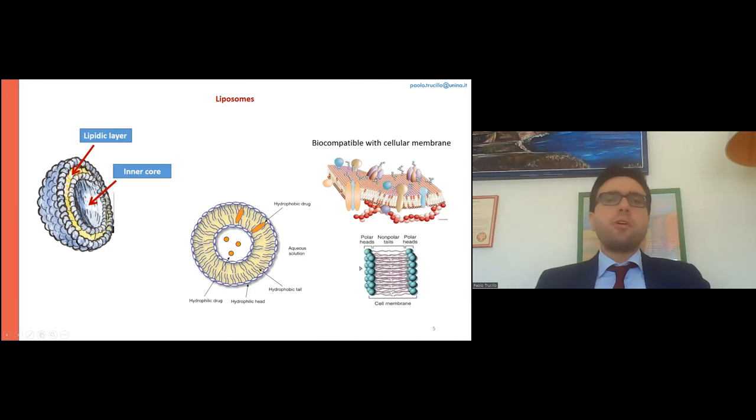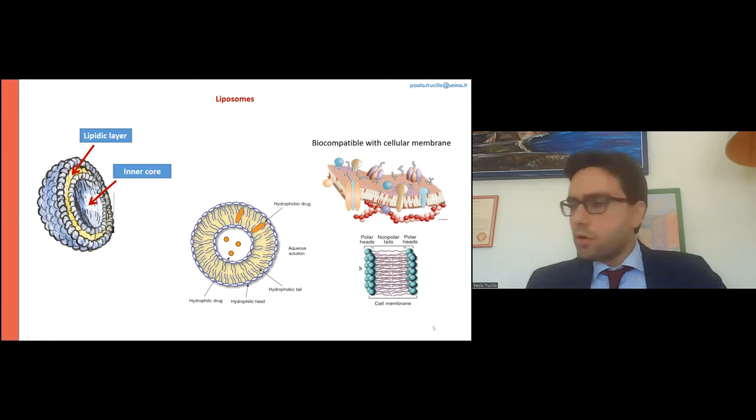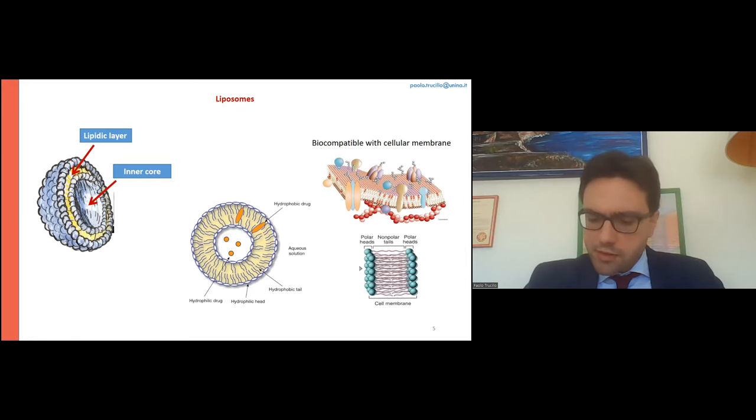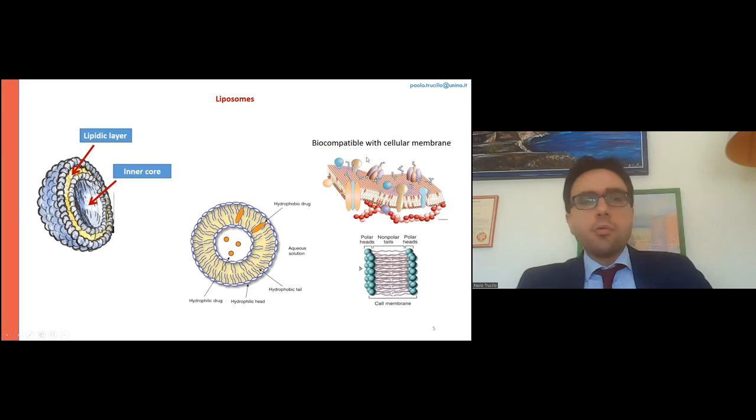In this case, we will focus on liposomes that, as we know, and as Professor Tuito also said, are spherical vesicles characterized by an inner aqueous core and a double lipidic layer. We can entrap hydrophobic drugs inside the double lipidic layer and hydrophilic drugs inside the inner aqueous core. We use them because they are compatible with cellular membranes, since they are made of phospholipids like our cells.